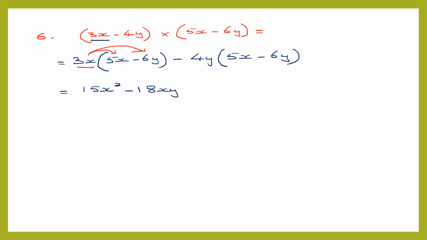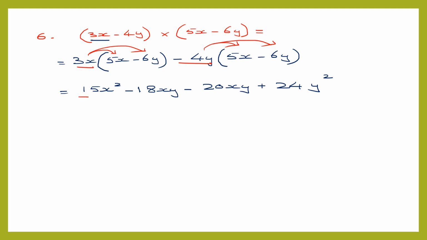Now we continue here. Minus 4y into 5x first. So the sign is minus. 4 5s are 20. xy. Then we multiply it with minus 6y. So minus into minus is plus. 4 6s are 24. y into y is y square.